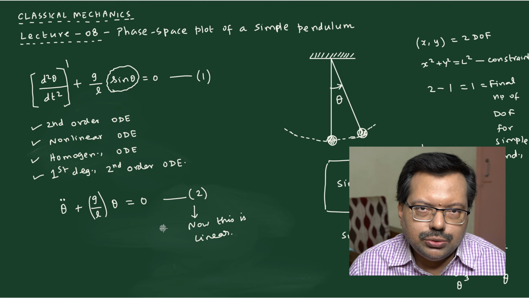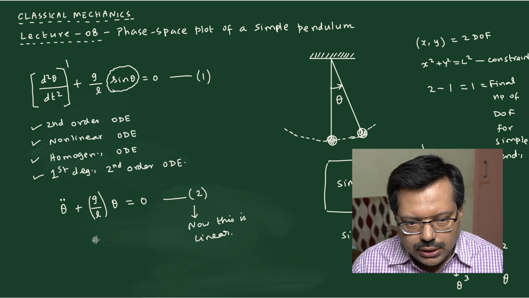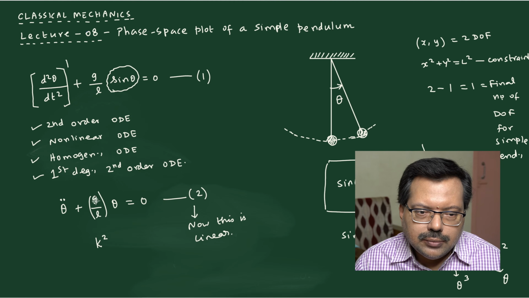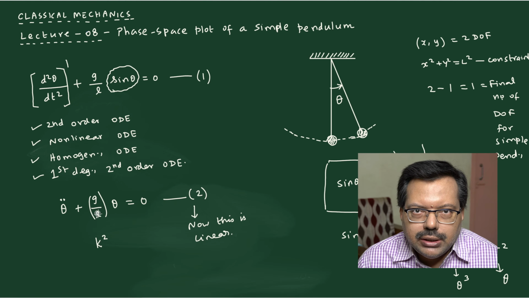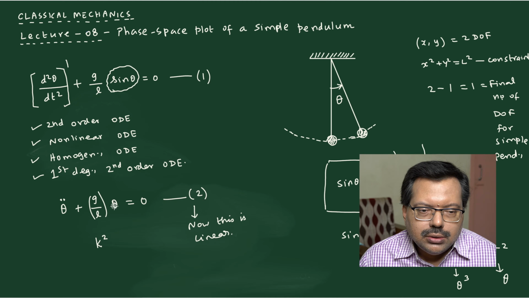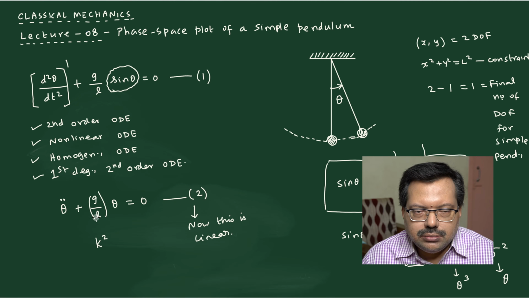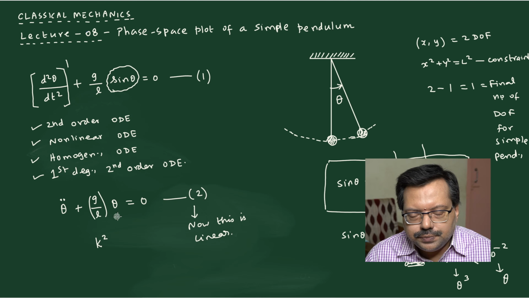You already know the solution, and because g and L are constants, you can always write g by L as k square. G is a constant, L is a constant. Therefore g by L is a constant. Now we are asking the question whether g by L can be positive or negative. G is acceleration due to gravity, it's a positive number. L is the length of the pendulum, that should be a positive number. Therefore g by L is a positive number.